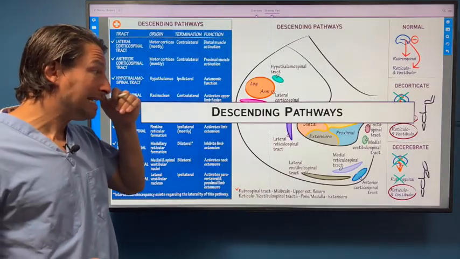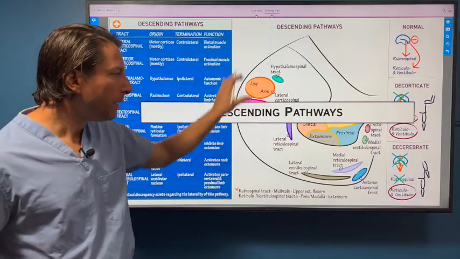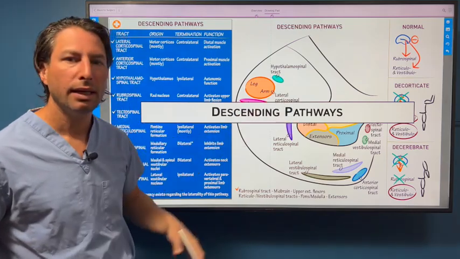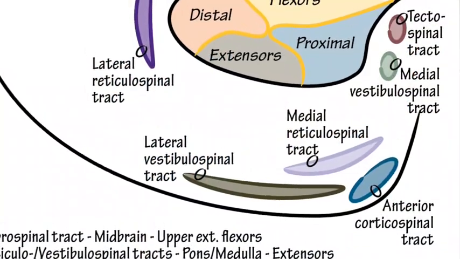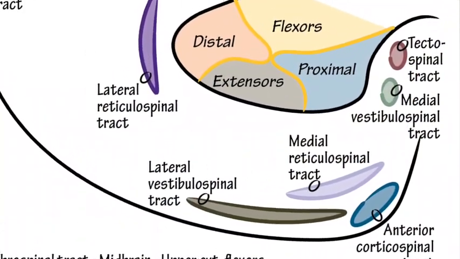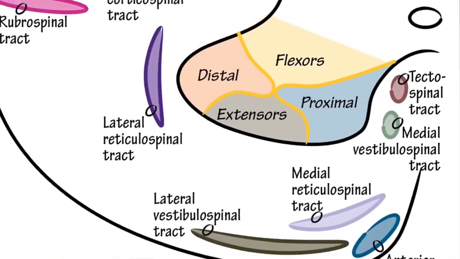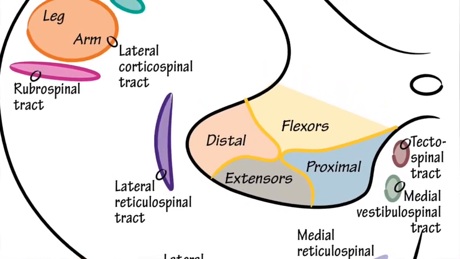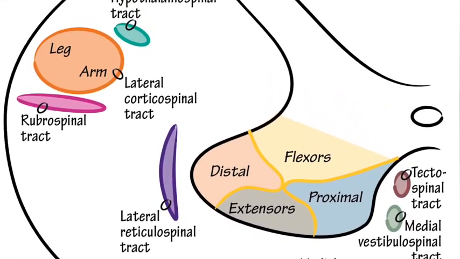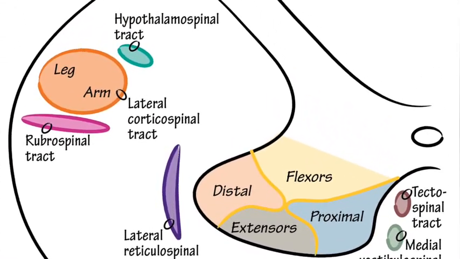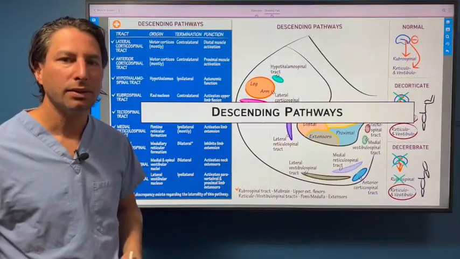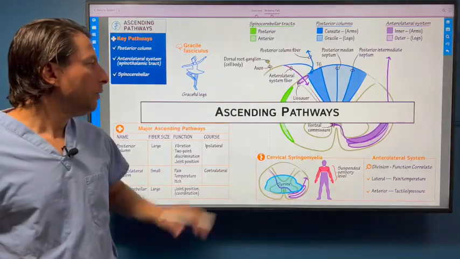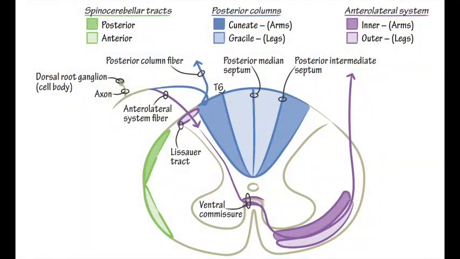So in terms of descending pathways, we're not going to actually go through this in this walkthrough, but we have a whole tutorial that goes through the reticulospinal tract, vestibulospinal tract, and then the corticospinal tract, as well as the hypothalamospinal tract. All of these descending tracts you can learn in detail in a tutorial on the site. We will walk through ascending pathways.